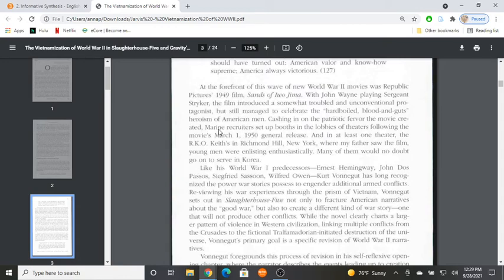But here's the interesting part. Marine recruiters set up booths in the lobbies of theaters following the movie's 1950 general release. And then it talks about this anecdotal thing. The writer's dad, Jarvis's dad, saw people lining up to sign up. They were coming out of this war movie, see a Marine recruiter, and they're like, I want to do that.